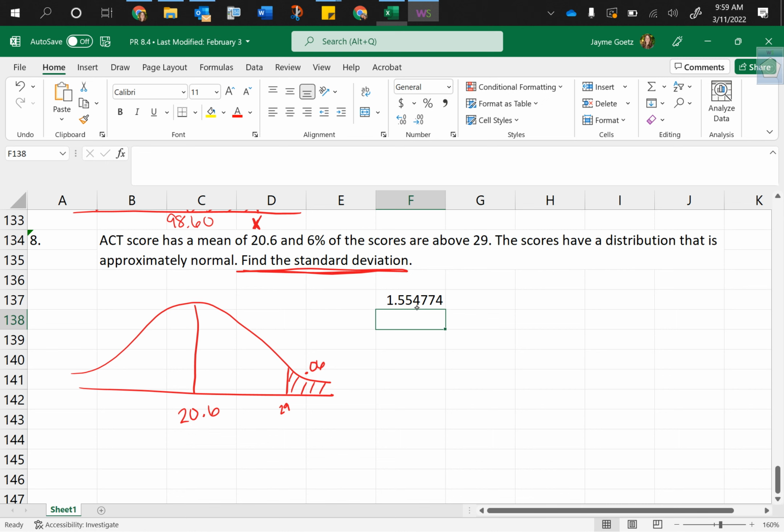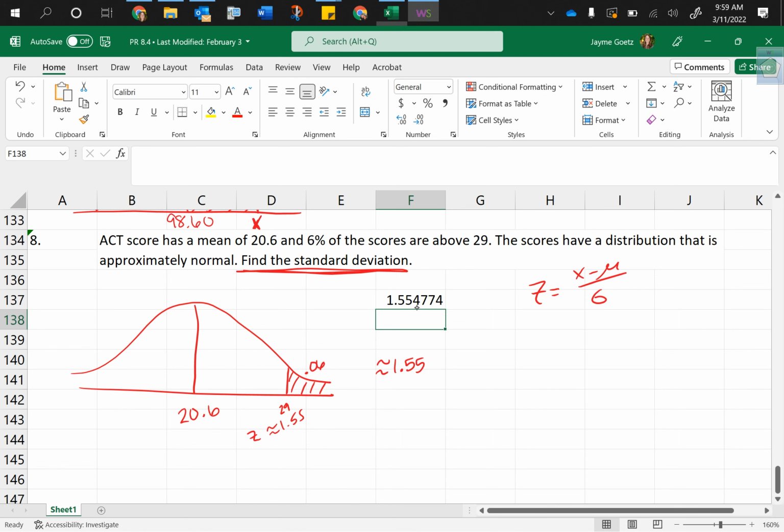Okay? Then we're going to have to put it into the formula. Remember the formula for z value was x minus mu over my standard deviation. We're trying to solve for my standard deviation. So I'm going to substitute in. I know that my z value is about 1.55, and that equals my x value. What's my x value here that we're working with? 29 minus my mu, my mean, which is 20.6, and that's divided by the standard deviation.